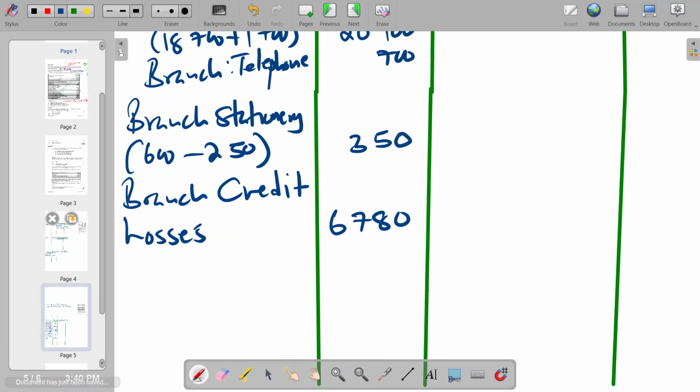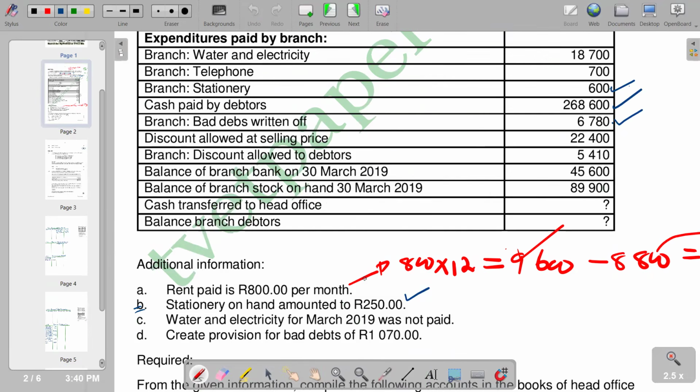Okay, so from there we move on to the next one, which is now discount allowed. Discount allowed at selling price, which is 22,400. Remember, the discount allowed at selling price, we are supposed to credit the branch inventory account with that amount, and then we debit the branch adjustment. That's the double entry. So we start by crediting the branch inventory with 22,400.